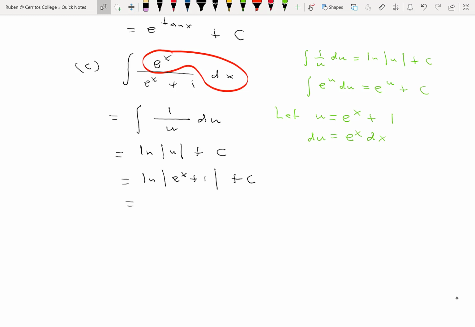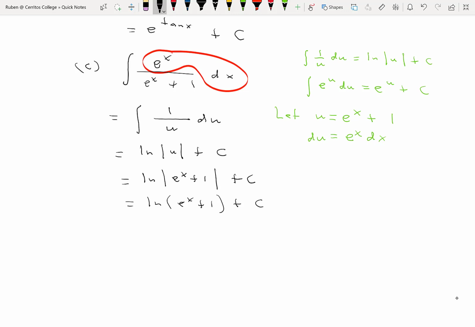e to the x is always positive. So you're taking the log of e to the x plus 1. If e to the x is always positive, e to the x plus 1 is even more positive. So e to the x plus 1 is already positive. There's no need for the absolute values. And I'll make the same statement I made about absolute values on the last video. Try to get used to eliminating them when you don't need them and keeping them if you do.